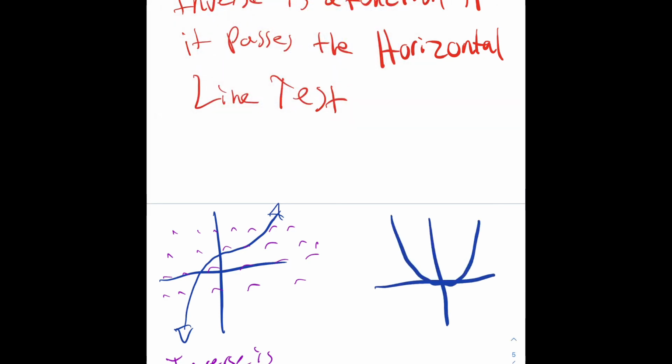Whereas if I have, say, a parabola, this inverse is not a function because you can see there are multiple spots where my horizontal line fails. Inverse, not a function.